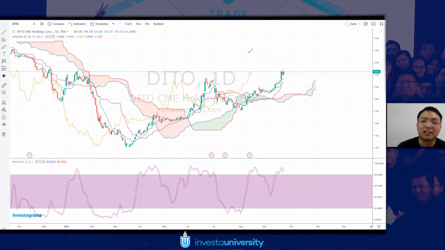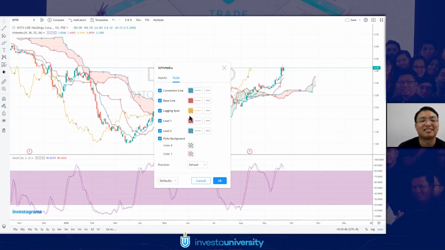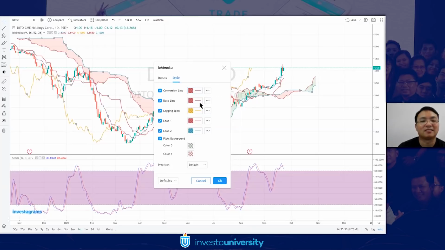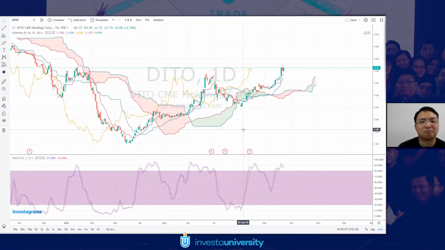All right. I think baliktad yata yung color natin ng Ichimoku, no? Ngayon ko lang yata napansin. Yeah. Mukhang baliktad nga. Sorry. Anyway, let's change it so that hindi masyadong confusing. Yun. Alright. So that looks nicer now.